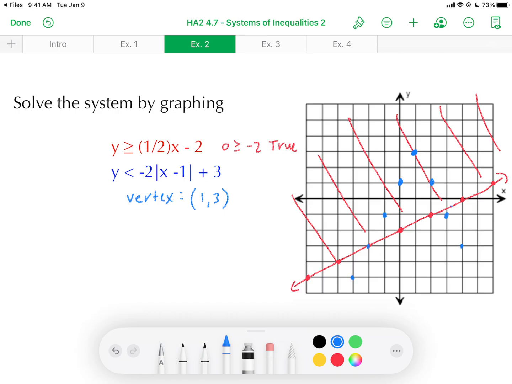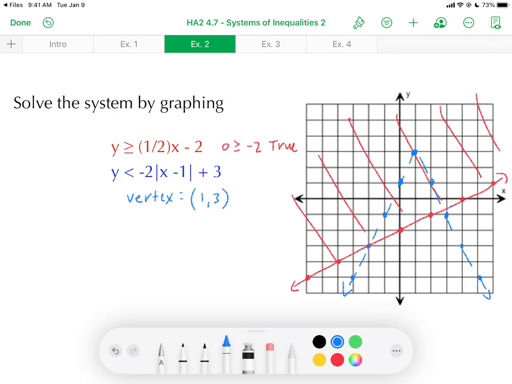Now, would this be a solid or dashed V? Okay.